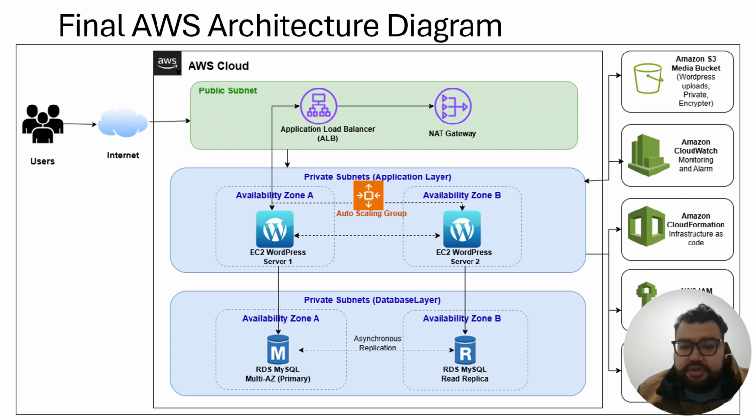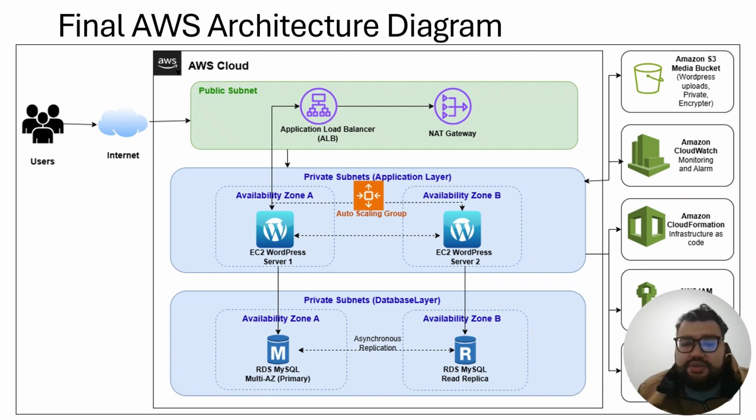At the top, users access the application through the application load balancer deployed in public subnets. The load balancer distributes incoming traffic across multiple EC2 WordPress servers managed by an auto-scaling group. The EC2 instances are deployed in private subnets to improve security and reduce direct internet exposure.